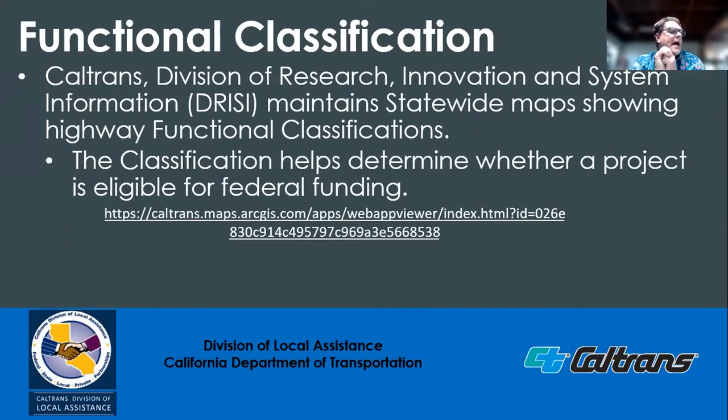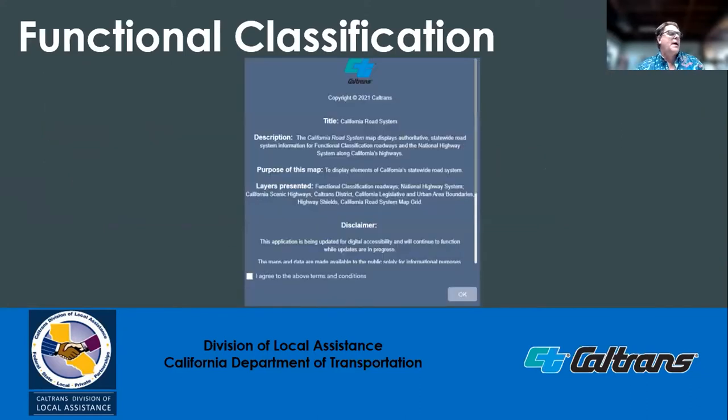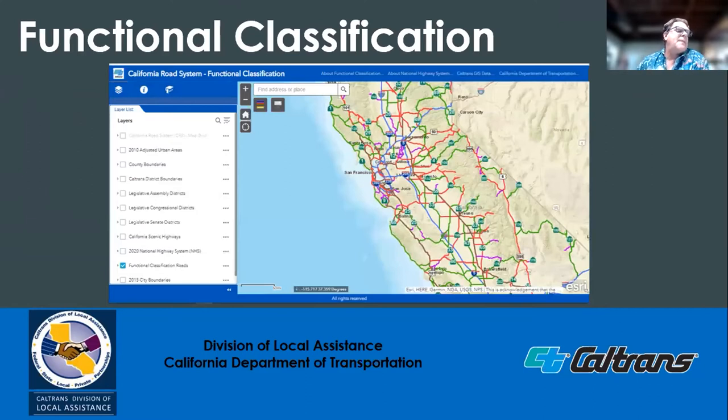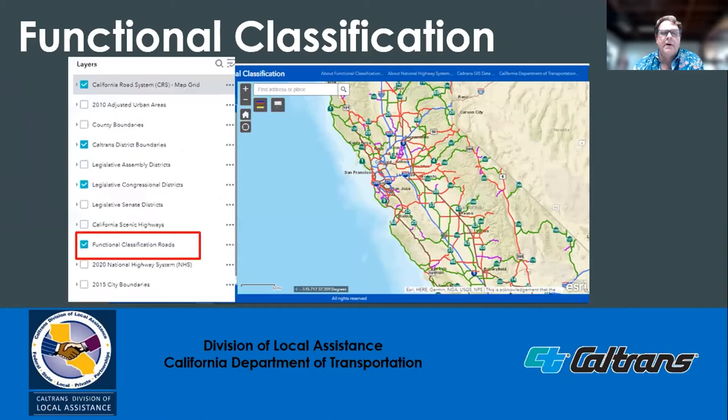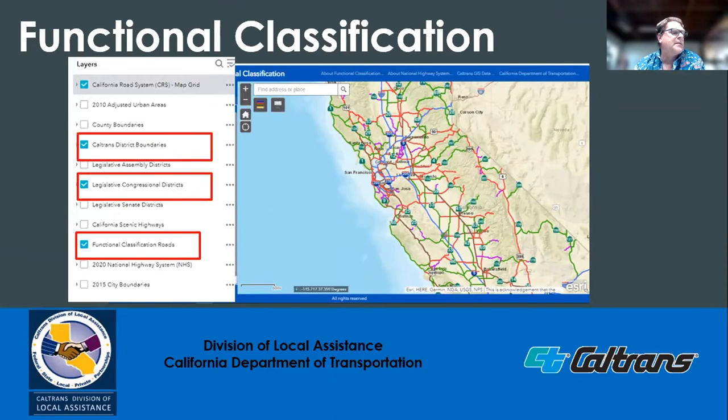If there is uncertainty as to the classification of a particular route, Caltrans maintains a GIS database showing functional classification. The website shown here takes you to the California Road System Maps. And shown here is the opening page to the California Road System Maps. It is best viewed using either Chrome or Firefox. This GIS mapping system has various layers of information, including the functional classification and other layers of importance: legislative congressional districts, Caltrans districts, and the California Road System CRS map grid. These are elements required when completing the LAPM 3A project authorization adjustment request form.